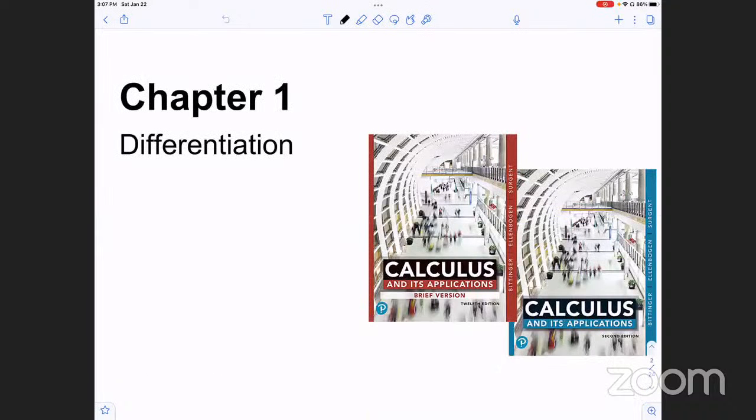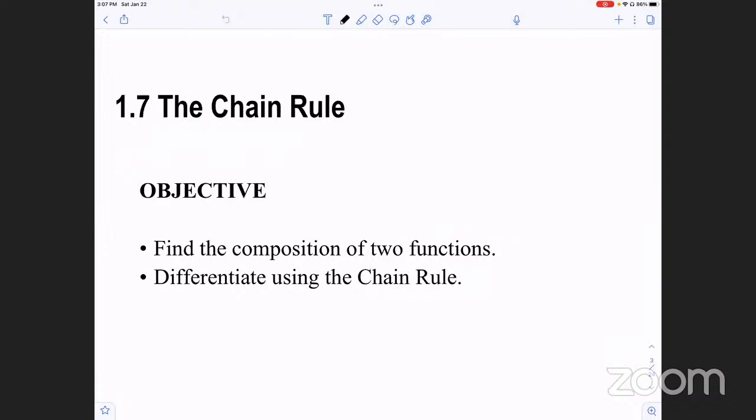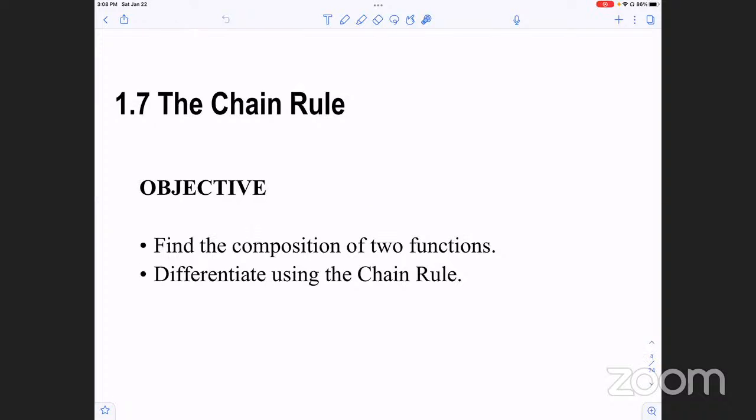And we are continuing our discussion on chapter 1, differentiation. Here we're going to be looking at section 1.7, the chain rule. So a couple of objectives here: we'd like to find the composition of two functions, and we want to differentiate using the chain rule.